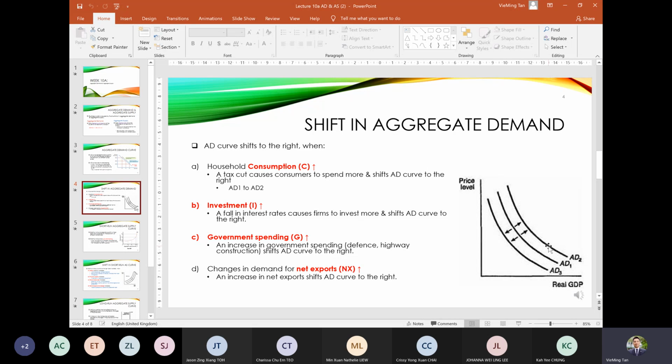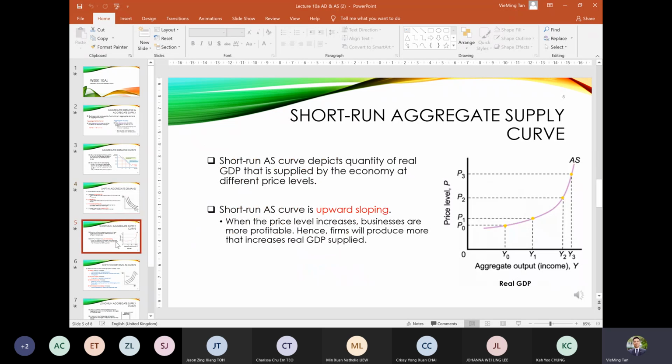All right, then we'll move on to the supply side. For the supply side, it is also the same. Aggregate supply refers to the total value of products that are desired to be produced by producers in an economy. So AS refers to the total value of output that is wanted to be produced by producers in an economy. The producers can be the private firms, and can be the government as well.